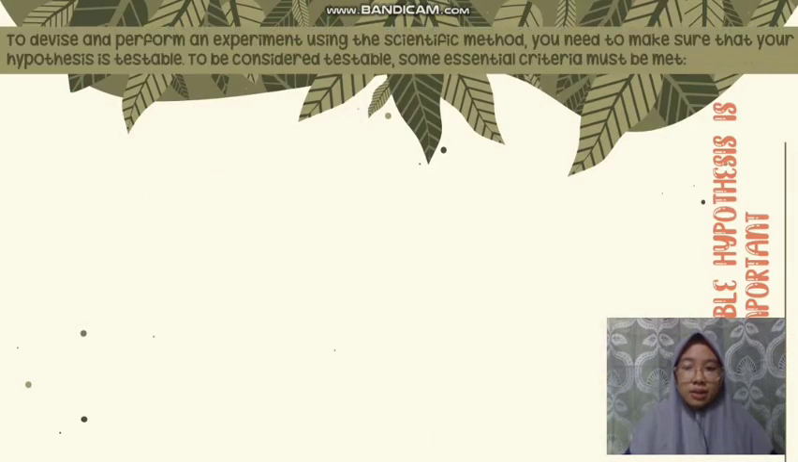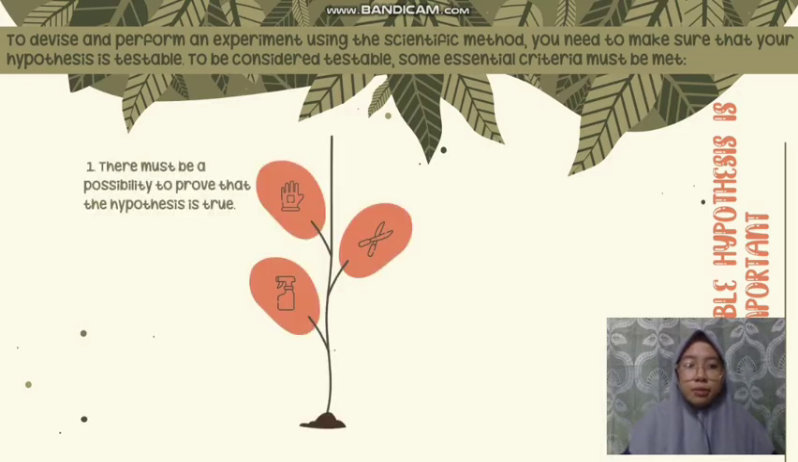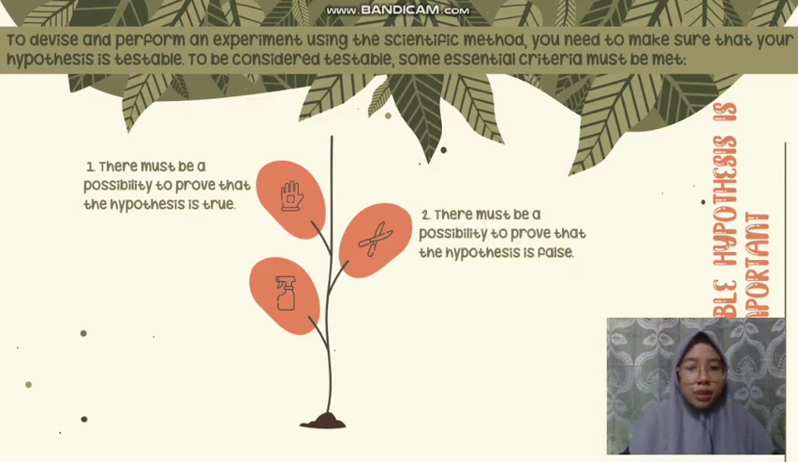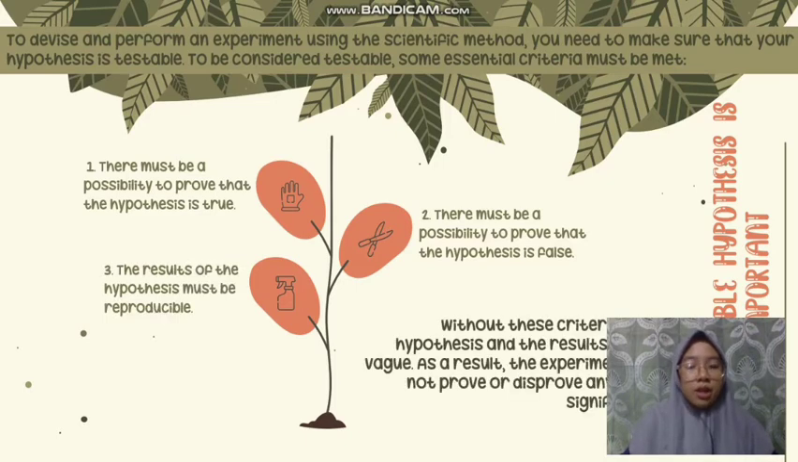Why is the hypothesis important? To devise and perform an experiment using the scientific method, you need to make sure that your hypothesis is testable. To be considered testable, some essential criteria must be met. There must be a possibility to prove that the hypothesis is true. There must be a possibility to prove that the hypothesis is false, and the results of the hypothesis must be reproducible. Without these criteria, the hypothesis and the results will be fake. As a result, the experiment will not prove or disprove anything significant.